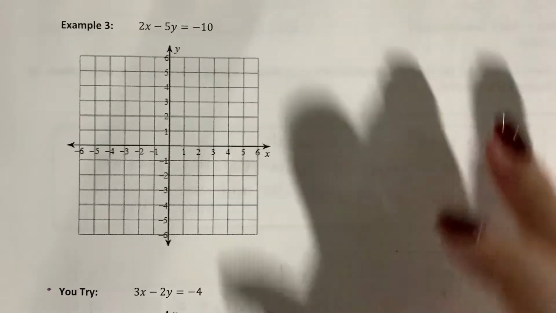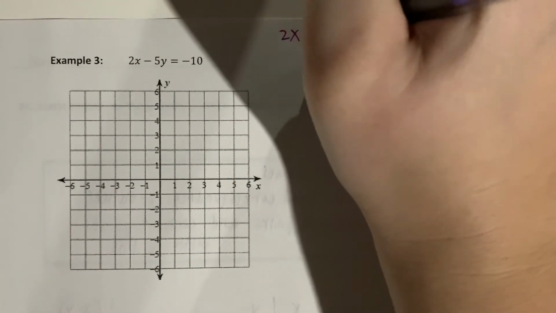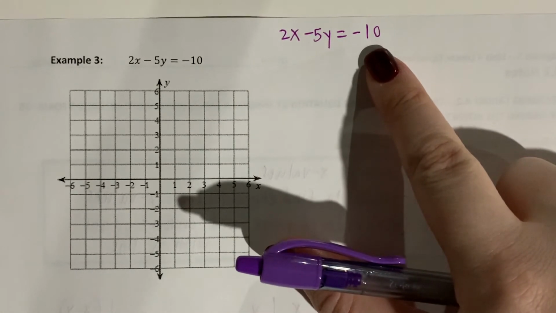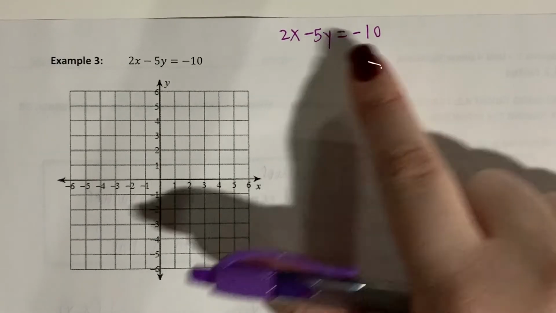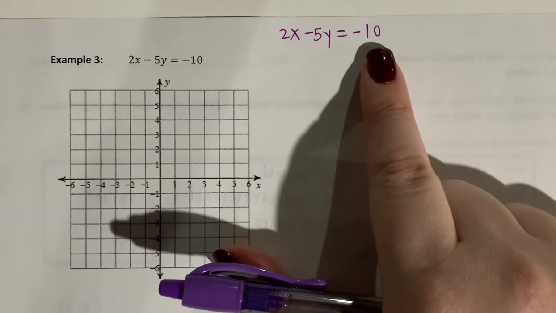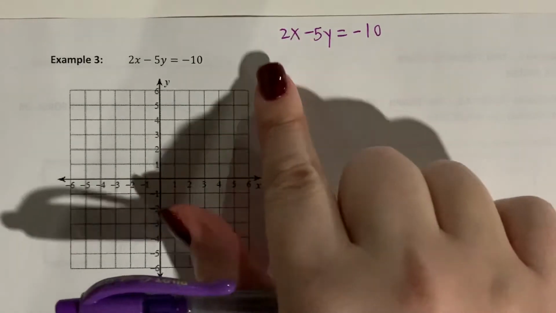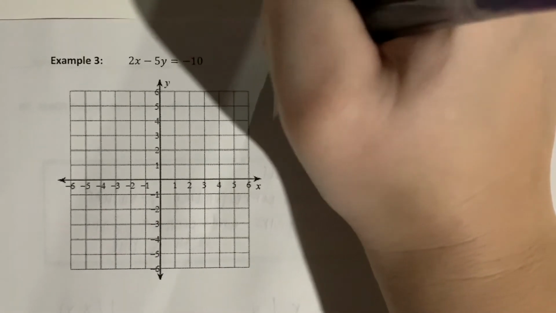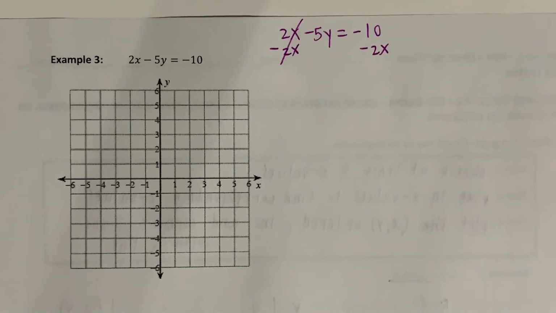So what I'm going to do at the top of the page actually is rewrite my equation, 2x minus 5y equals -10. And this is going to be review from our previous learning target, where we need to get this equation, it's actually in what's called standard form, and we need to get it to be in slope-intercept form, or to be in y equals mx plus b. So I need to move this positive 2x over to the other side, and the way I can do that is by subtracting 2x from each side.